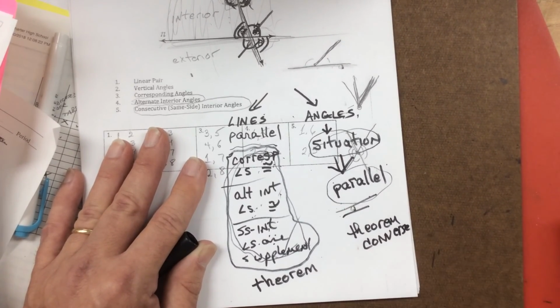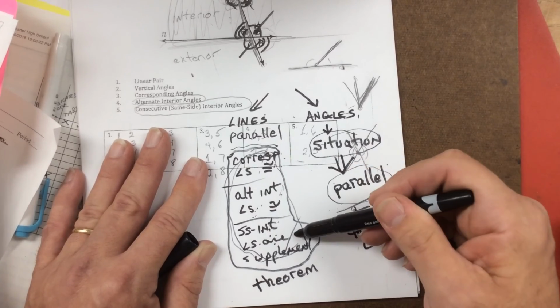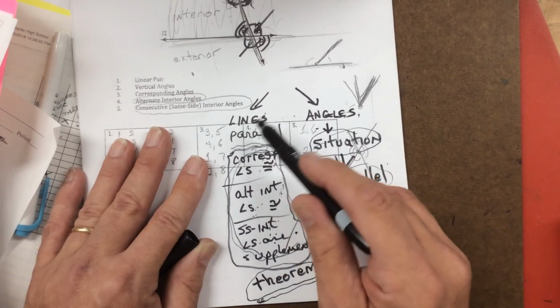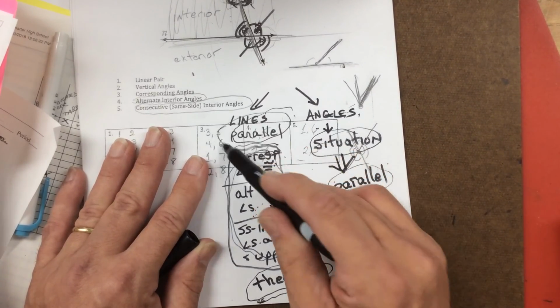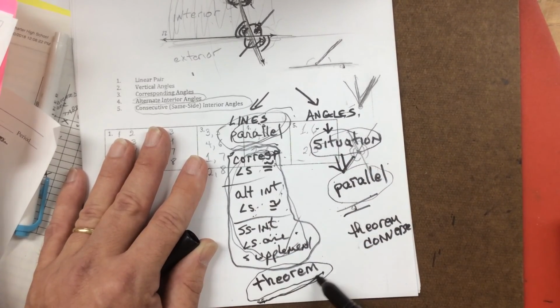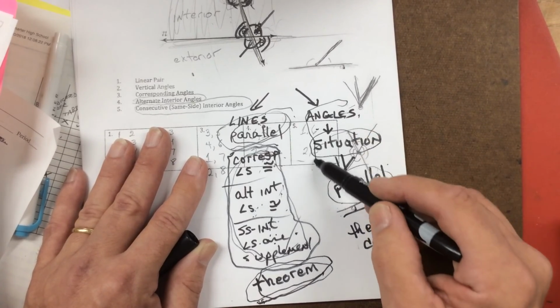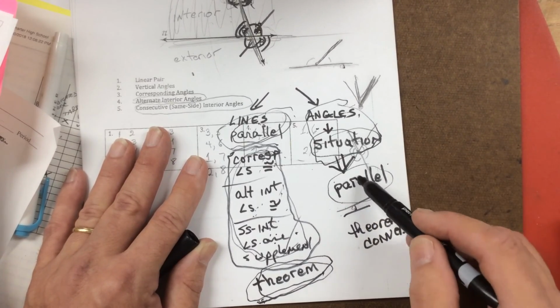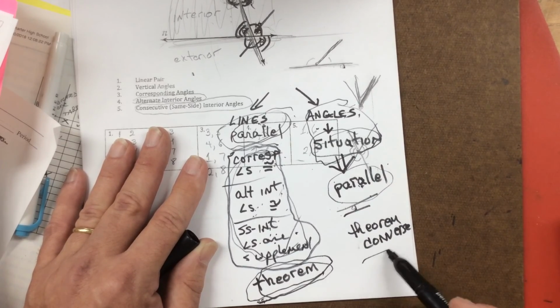That way you don't have to write a whole lot. You have to write which one of these three things you noticed. If you already know that the lines are parallel, and that tells you something about the angles, that's the theorem. If you find something about the angles and that's what tells you that the lines are parallel, that's the theorem converse.